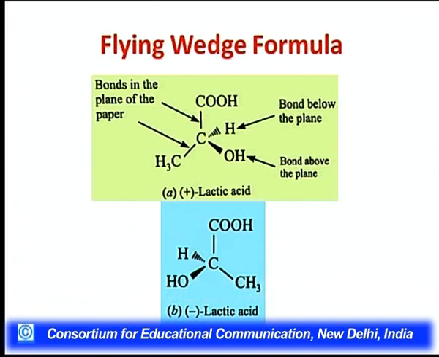First is the flying wedge formula. In the flying wedge formula, we are trying to represent a two-dimensional picture of a three-dimensional molecule around the chiral carbon. The bonds shown by a solid line are in the plane of the paper. The line shown by a hashed wedge is the group which is below the plane of the paper, going away from the observer. The group shown by a solid wedge represents a bond coming towards the observer, above the plane of the paper.